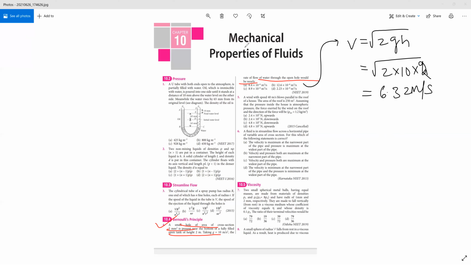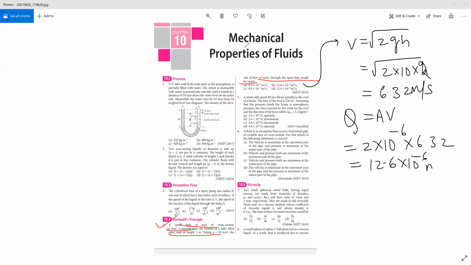Next, we are using the equation of continuity. According to that, volume of liquid flowing per second is given by Q is equal to area into velocity. Therefore, 2 into 10 to the power of minus 6 into 6.32, that is equal to 12.6 into 10 to the power of minus 6 meter cube per second. Therefore, for fourth one, option 1 is the right answer.